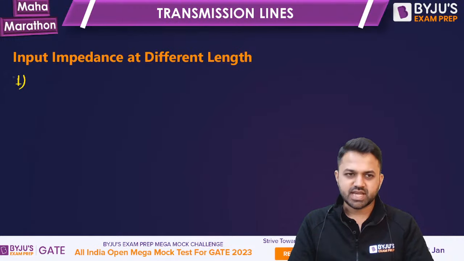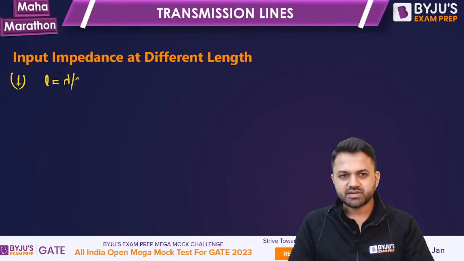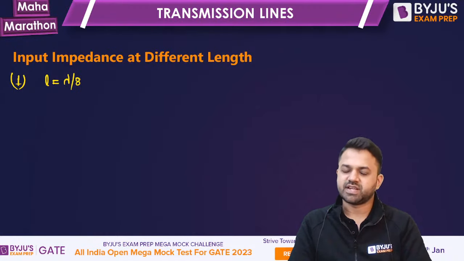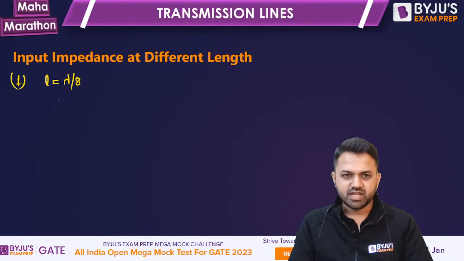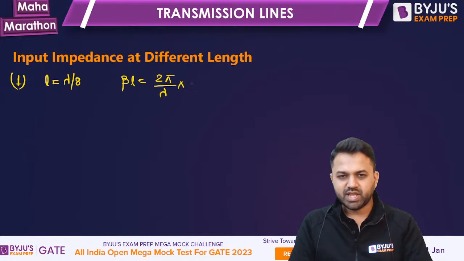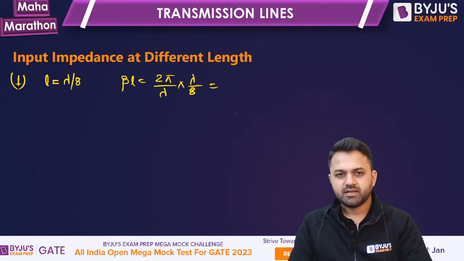Suppose the first case, I take the length of the transmission line as lambda by 8. Then what is the value of beta L? Beta is given by 2 pi by lambda, and into the length lambda by 8, this is equal to pi by 4.